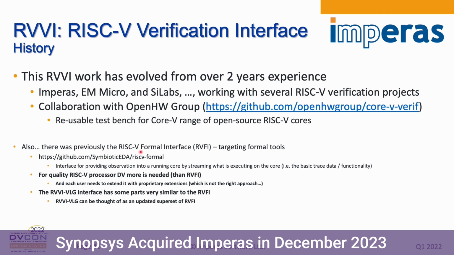And there was previously something called the RISC-V formal interface, RVFI, which was targeting formal tools, actually from a company called Symbiotic. And it really was to just observe information out of the cores so that the formal tools could try and make use of it. But for DV, you need a lot more than what's available in RVFI. And what's happened is people have tried to adopt RVFI for verification, but they end up just extending it with proprietary extensions, and that's not really the right approach. And what we did with RVVI is we took some of the capabilities out of RVFI and put those into the Verilog part of the RVVI interface. So you could think of it as a sort of superset, an updated version of it.